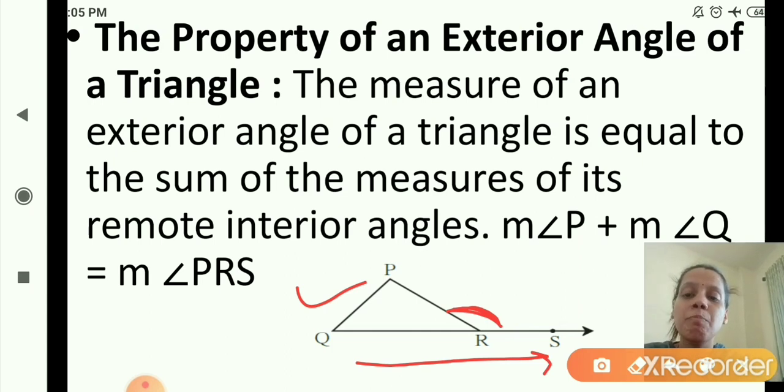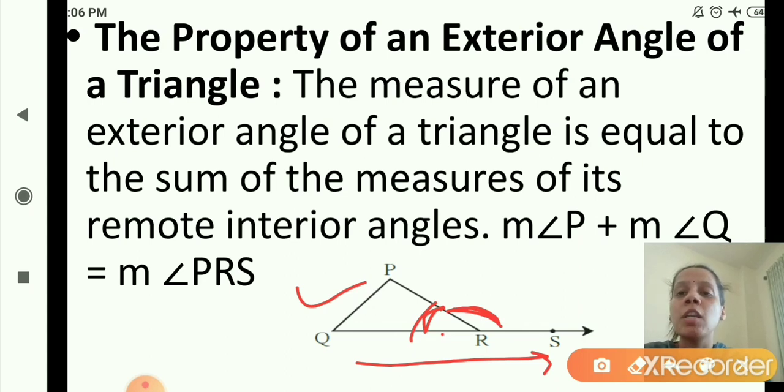So what is the name of this exterior angle? Angle PRS. Yes, correct. So angle PRS is the exterior angle of triangle PQR, which forms a linear pair with angle PRQ, correct. So this is the exterior angle of a triangle PQR. Angle PRS is an exterior angle of a triangle PQR.